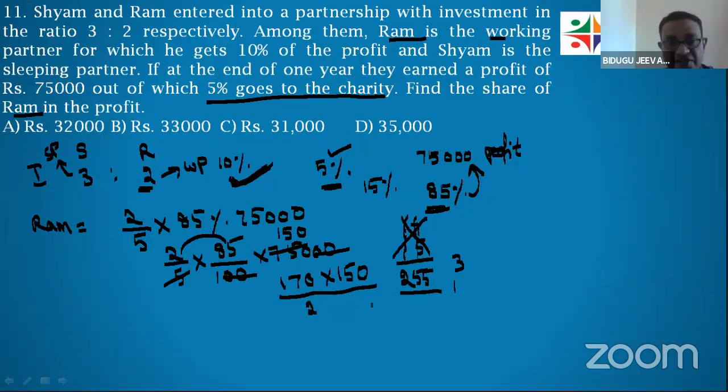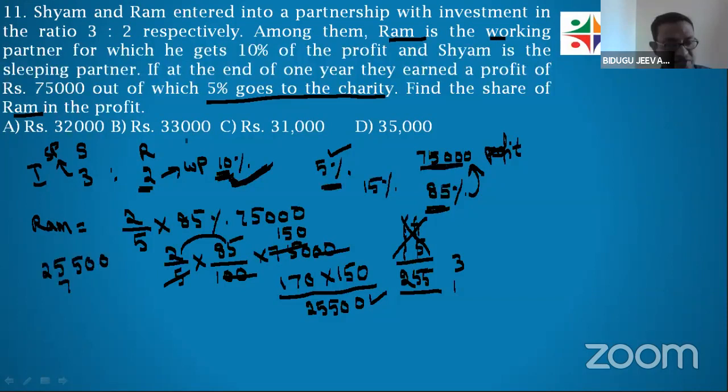Now, is this the share of Ram? No. We have to add 10% of the profit. What is 10% of the profit? 7,500. So this is what he got for working, 7,500. If I add it, 33,000 is the share of Mr. Ram, because for investment he got 25,500 and for working he got 7,500 rupees. Altogether he got 33,000 rupees. Following? Yes, all of you.